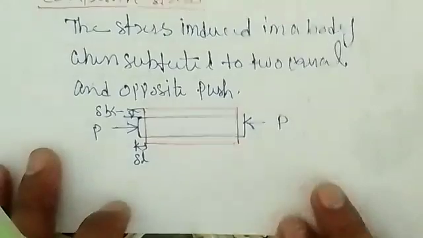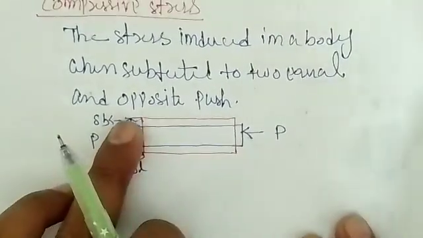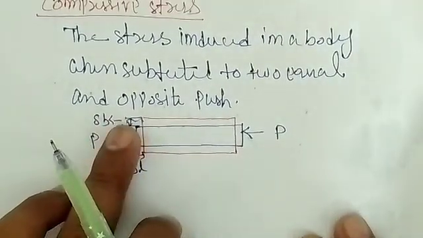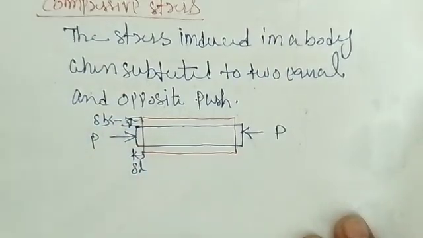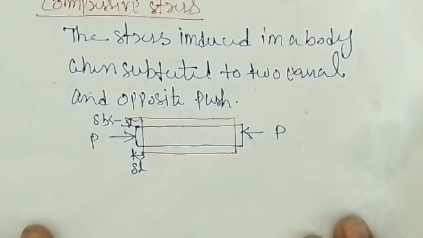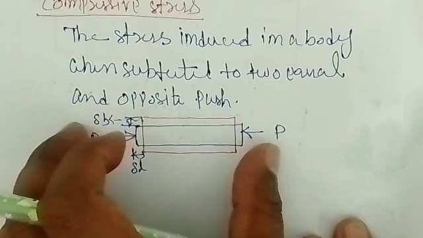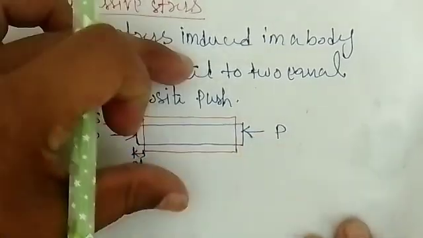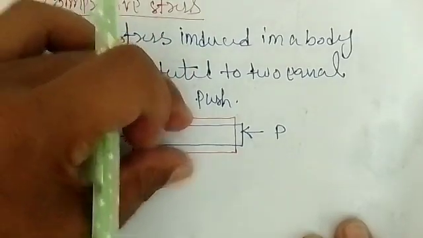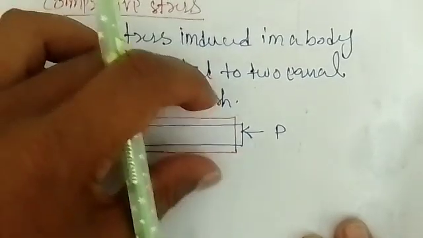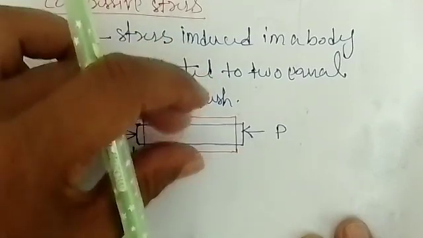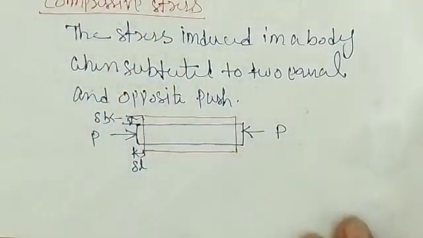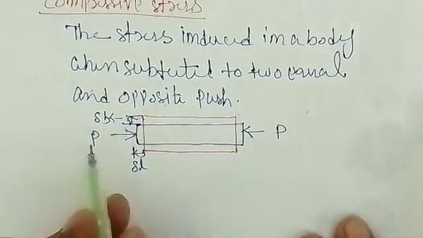We are not talking about the dimension which changes at right angle to the applied load. We are only discussing what happens along the axis of the length, because the load is applied along the axis. If you apply the load along the lateral dimension, then the lateral dimension will decrease but the longitudinal will increase.